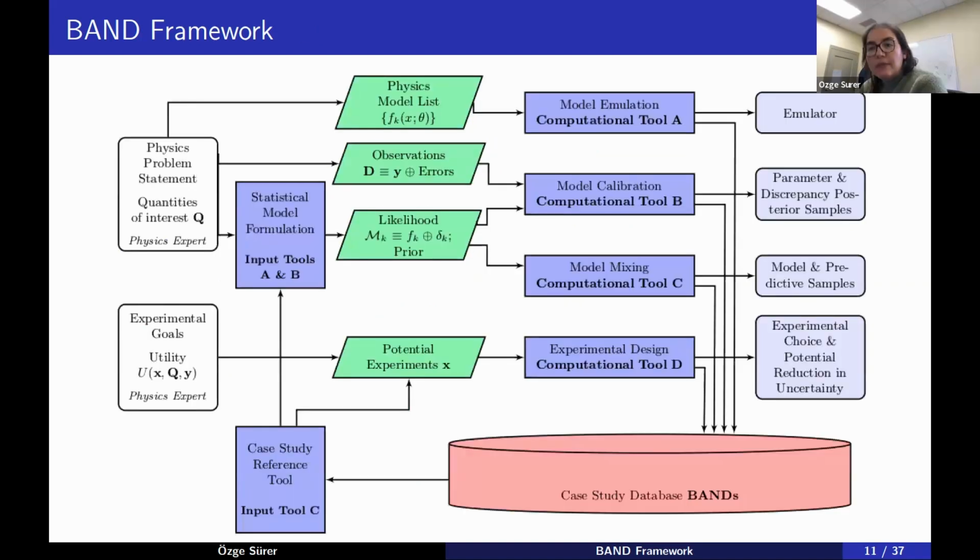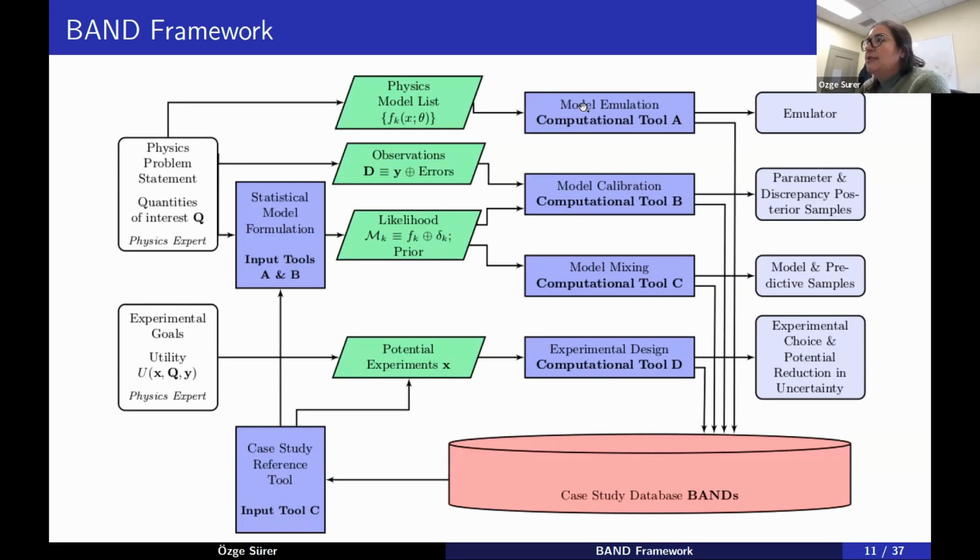So as I mentioned, we have four main computational tools under the BAND framework. We try to separate them, but they are actually connected with each other. But regarding methodological work, they are different from each other. So we have model emulation, model calibration, model mixing, and experimental design. Those are the main working groups in our collaboration.